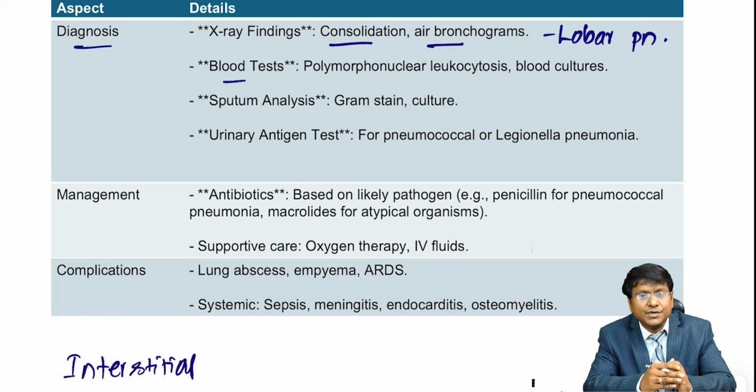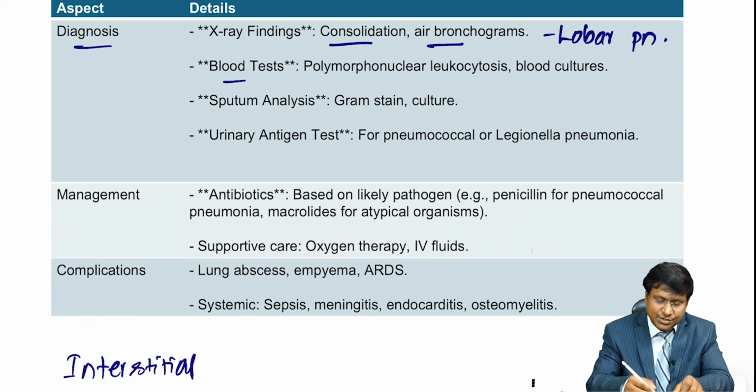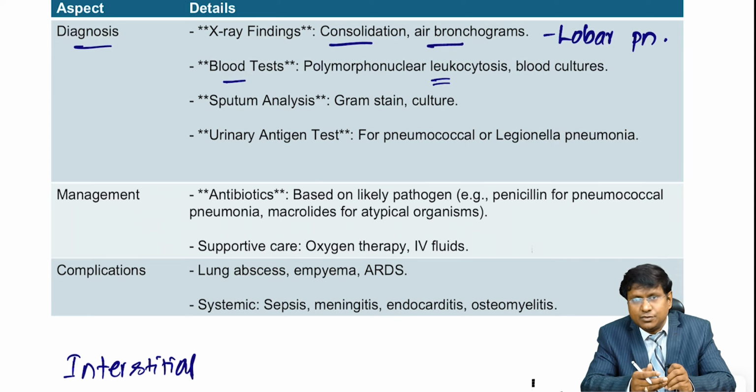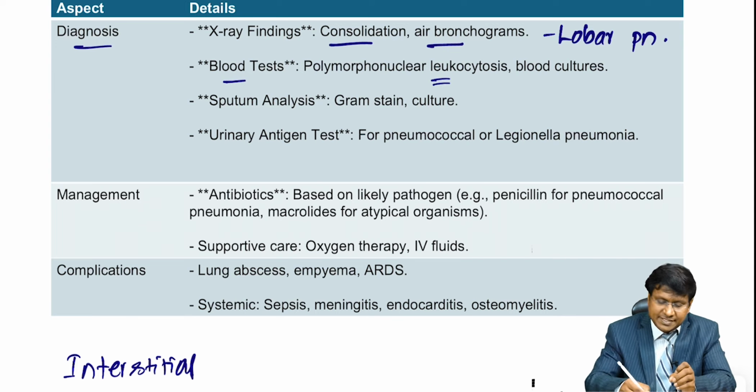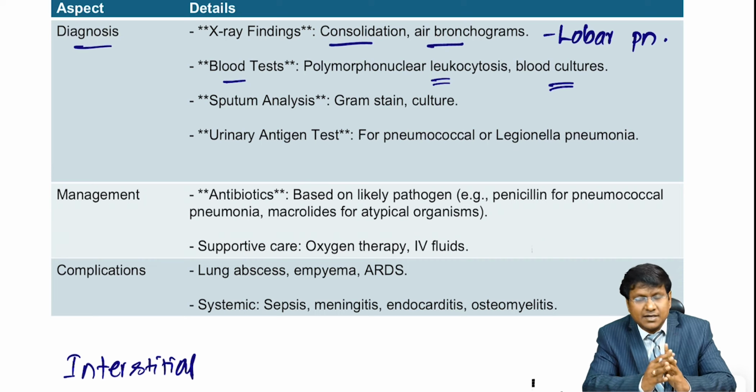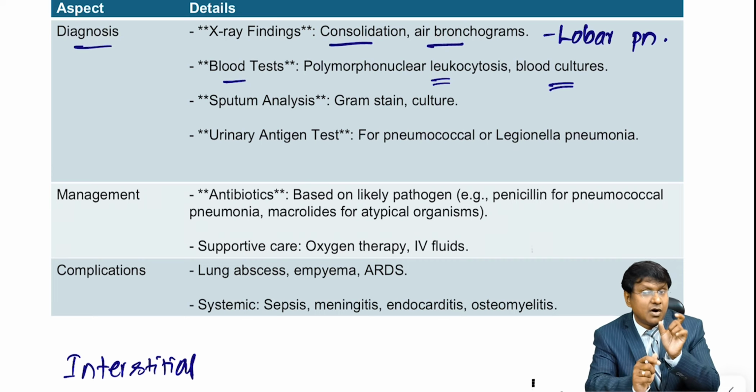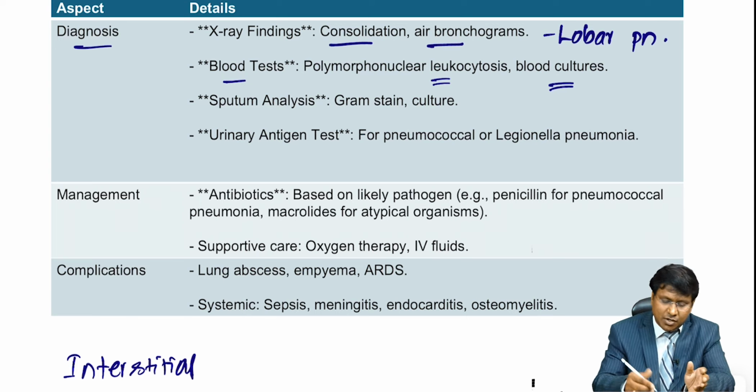Then followed by that, you take the blood test. In the blood test, you will notice that there are polymorphonuclear leukocytes, where there will be an increase in the WBC count, and the blood culture should be done, that is to make out the culture and sensitivity, where the organism will be picked up, and accordingly you can hit with the proper antibiotic to that organism.